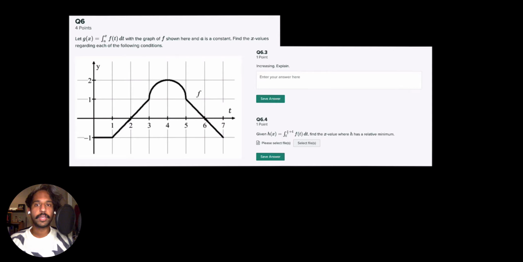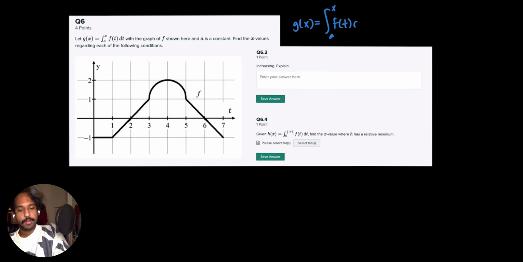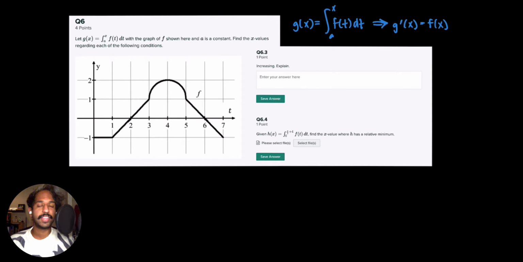Alrighty, again, we want to consider the situation, and we want to remember that when we're told this information, that g of x equals the integral from a to x of f of t dt, by the fundamental theorem of calculus, we also know that g prime of x, sorry, is the same thing as f of x. So if we're given the function of f, that's giving us information about the derivative of g.